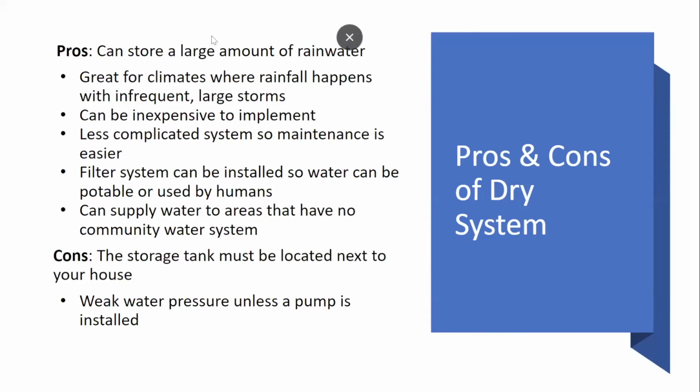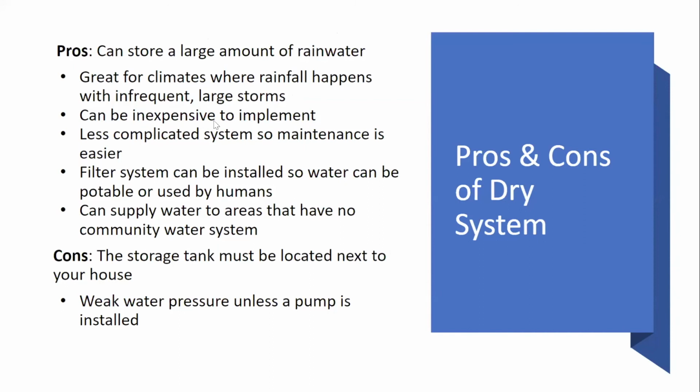Some of the pros: it can store a very large amount of rainwater. I just said 2,500 gallons. It's great for climates where rainfall happens with infrequent large storms. In parts of the world, they get a lot of rain for a short period of time, and then it doesn't rain again for a long time, and they don't have community service water. So they store it up in these large systems.